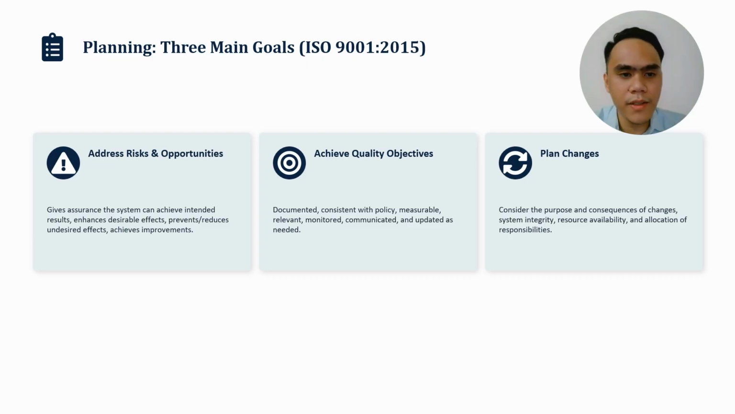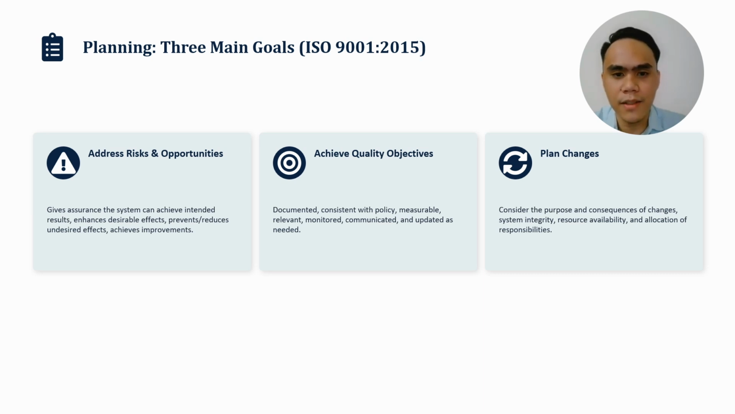Planning a quality system is critical to address risk and opportunities in an organization. ISO 9000:2015 describes three main goals of planning for a quality system. First is planning actions to address risk and opportunities. This planning gives an assurance that the quality system can achieve its intended results, enhances desirable effects, prevents or reduces undesired effects, and achieves improvements. We will unpack the risk later on in the slides.